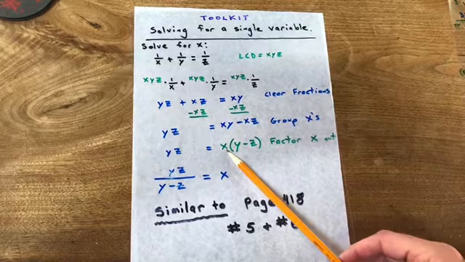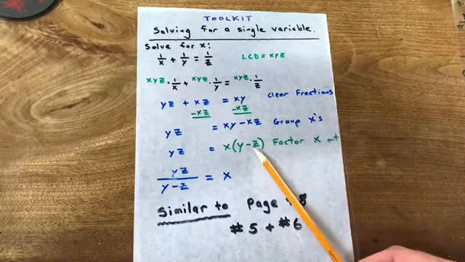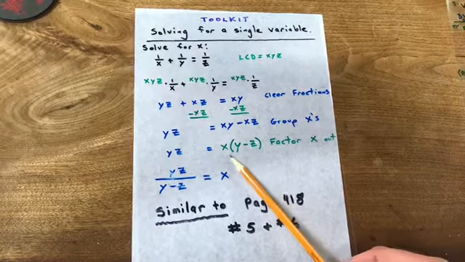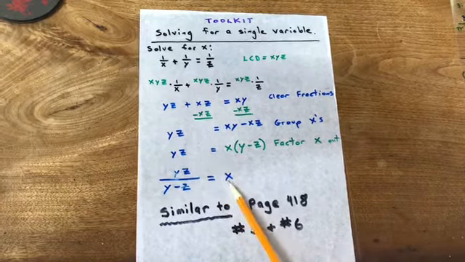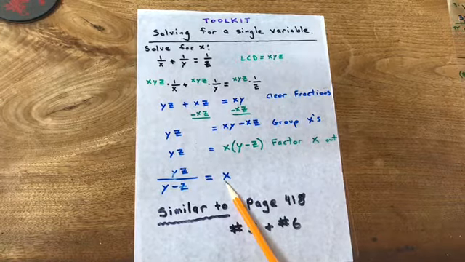Why is that helpful? Because now you can divide both sides by whatever's left over. Y minus z. Divide it away. Divide it away on this side. And you have x all by itself. You've solved for x.